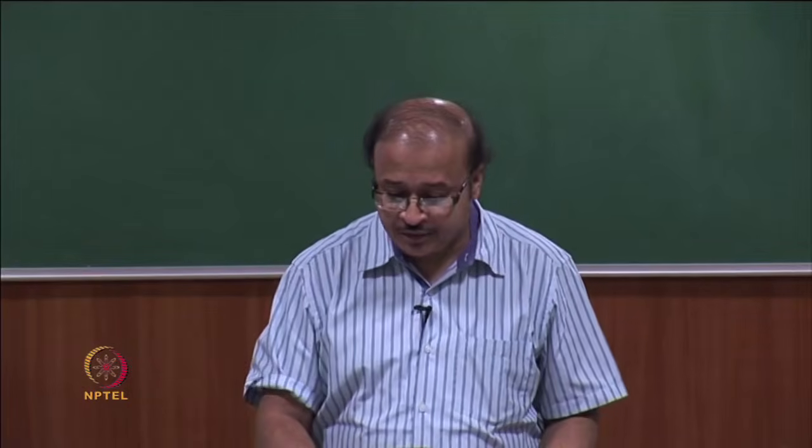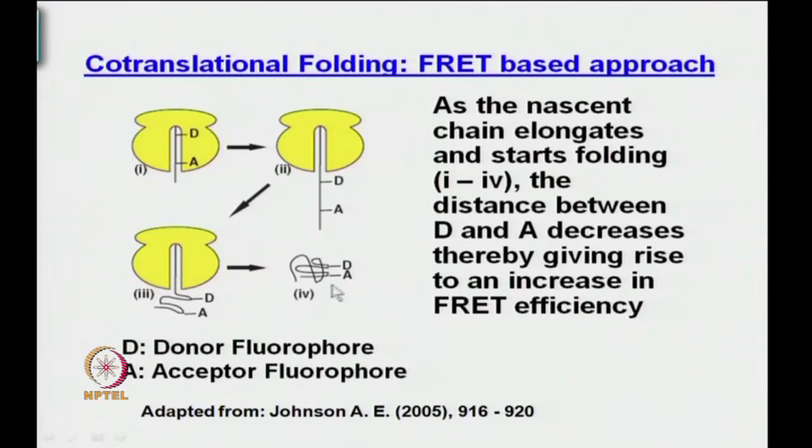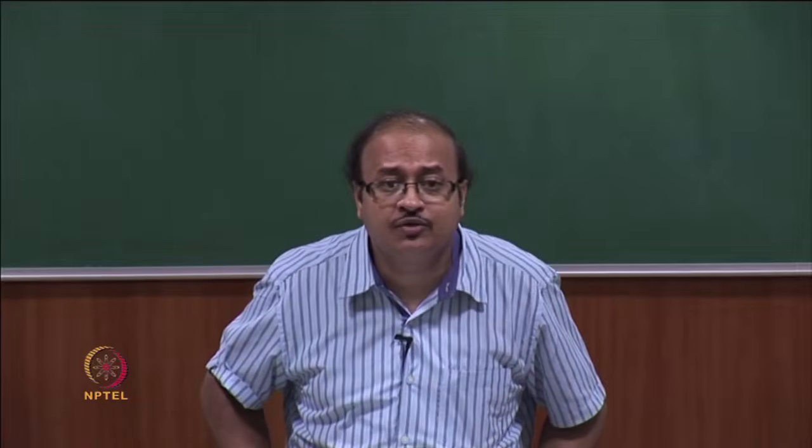In other words, if this is the one which is the native protein, where this is pretty close, right, and if this is the one where it is still attached to the ribosome, and this one where there is no folding taking place. So, if this distance does not change in due course while it is on the ribosome, that means no co-translational folding is happening.